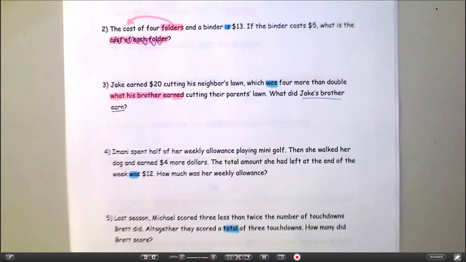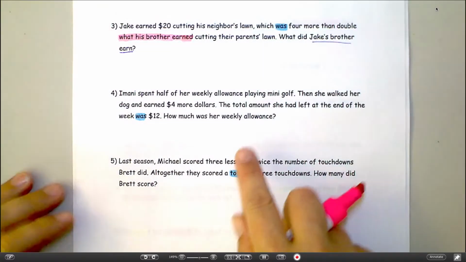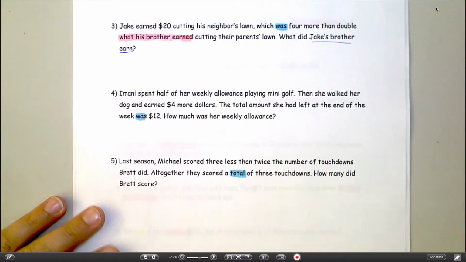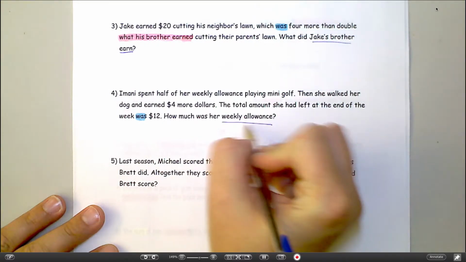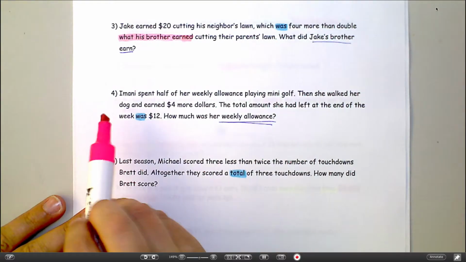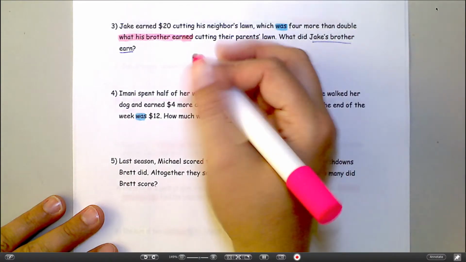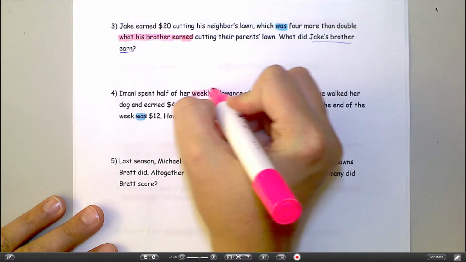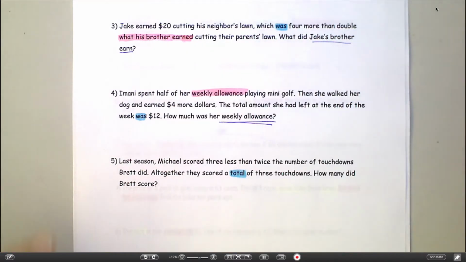Number 4, our variable here, what we're trying to find is the weekly allowance. So I'm going to go back into the information part of the problem and find her weekly allowance. There it is right there. Amani spent half of her weekly allowance playing mini golf, blah, blah, blah.